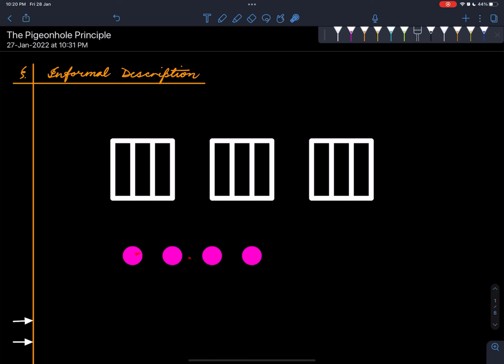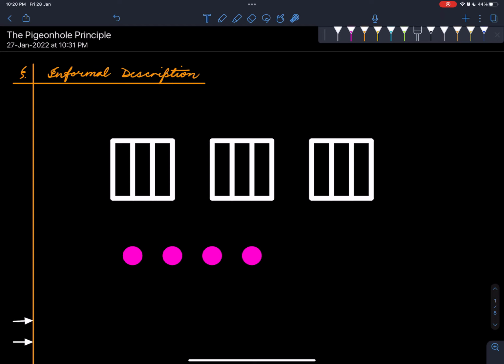I have just denoted the pigeons by dots. And what we want to do is put these 4 pigeons into these 3 cages. So the pigeonhole principle says that you will need to put at least 2 pigeons in one cage, meaning there will be a cage which will have to accommodate at least 2 pigeons.